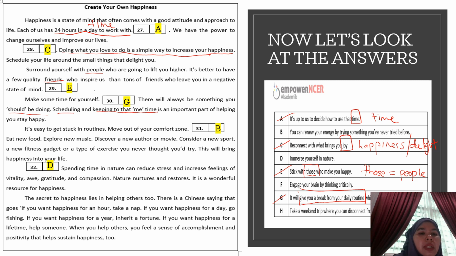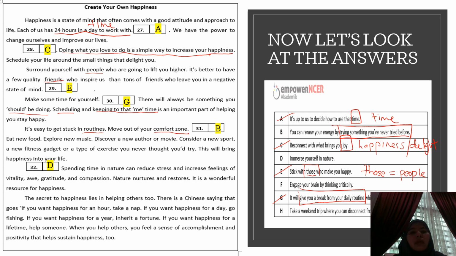Okay, now it was easy to get stuck in routines. Move out of your comfort zone. Okay, here the word routine and then comfort zone. Alright, it says here to move out of your comfort zone. And then gap 31, it's B. Okay, you can renew your energy by trying something you have never tried before. Okay, trying something you have never tried before. This is something that is out of your comfort zone.